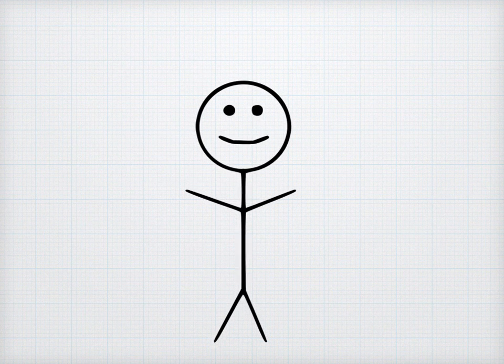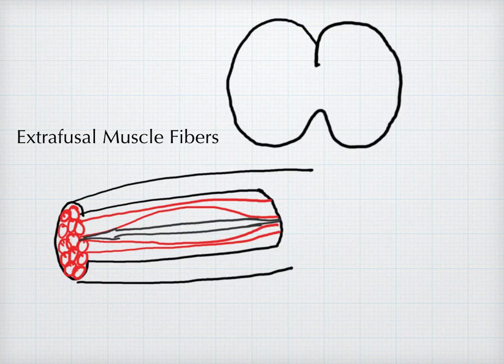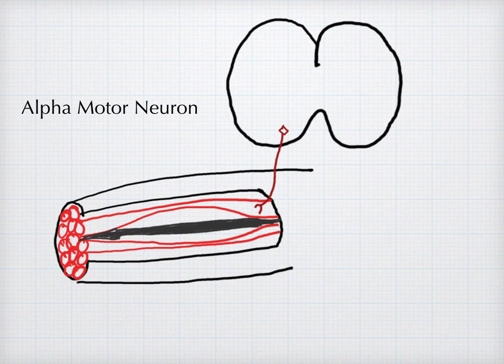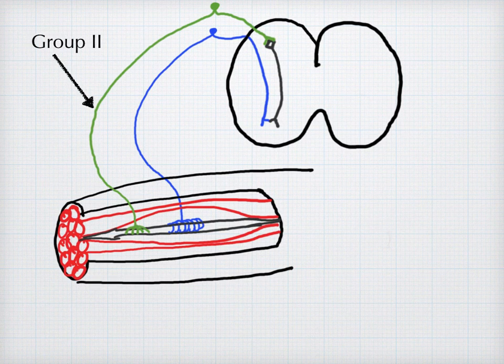An understanding of muscle physiology is essential to explaining the proposed mechanism of action of counterstrain technique. So let's review the relevant aspects of physiology first. Skeletal muscle is composed of bundles of extrafusal muscle fibers. These are innervated by efferent alpha motor neurons in the ventral roots of the spinal cord, and are supplied with afferent sensory nerve fibers which travel in the dorsal spinal roots, specifically group 1A and group 2.